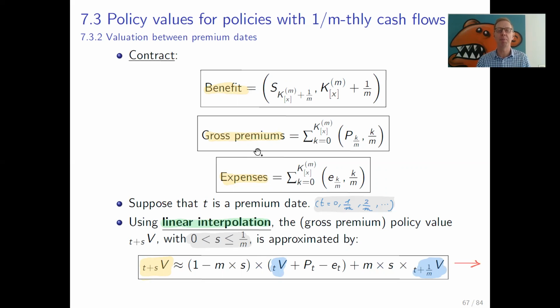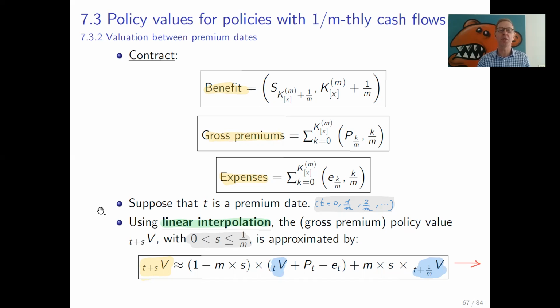There are also monthly premiums paid, and the premiums that are paid are also variable. There is a premium payment P_{k/m} at time k/m, and this premium payment continues until the beginning of the month of death. At the beginning of the month of death, the last premium is paid. There are also expenses related to the premium payments. At any time k/m that the premium is paid, there is an expense E_{k/m}. So this is a quite general contract because benefits, gross premiums, and expenses are variable.